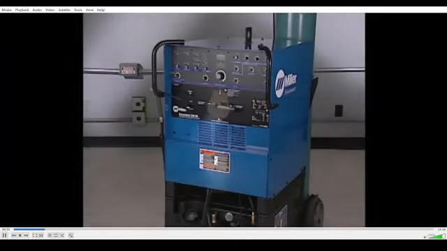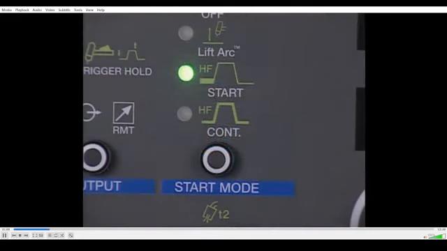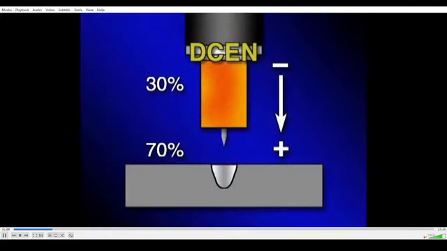Gas tungsten arc welding requires a constant current power source capable of producing direct current and alternating current. GTAW power sources are also equipped with high frequency to aid in arc starting. When the current control switch is set to direct current electrode negative, current flows from the electrode to the work along with about 70% of the heat. DCEN produces the deepest penetration.